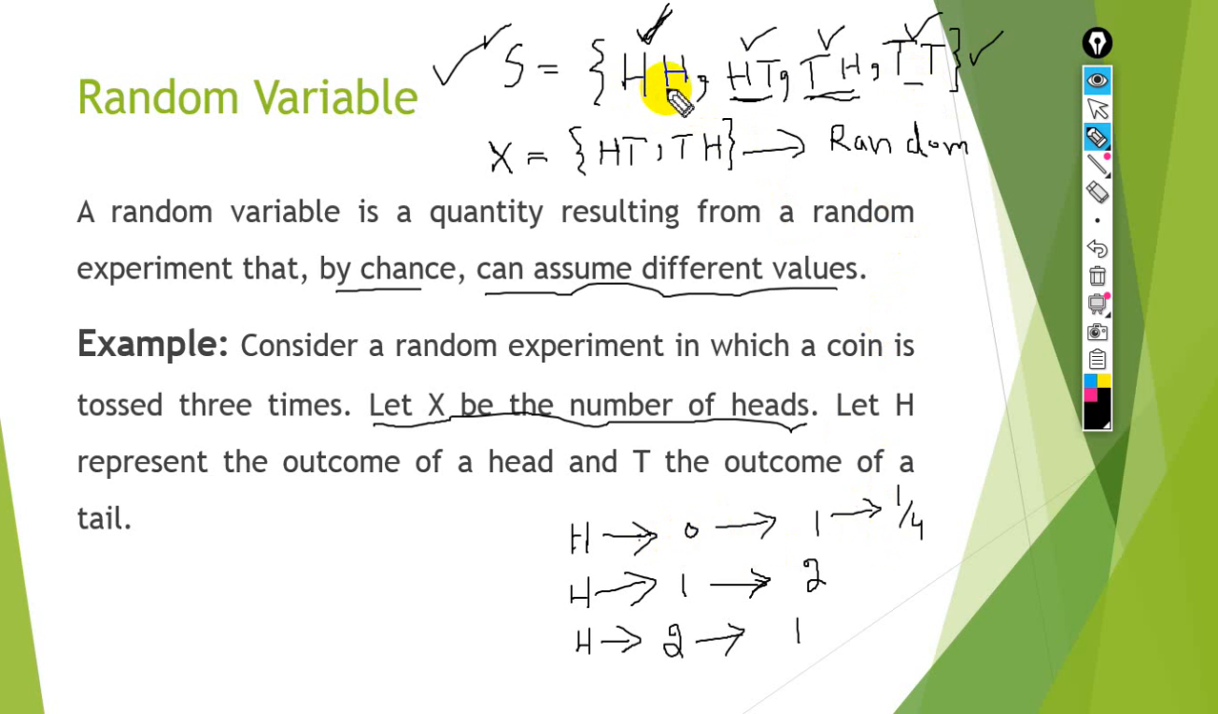1 divided by 4. What will be the probability of occurring head once? So it will be 2 divided by 4. So the probability will be 2 divided by 4.